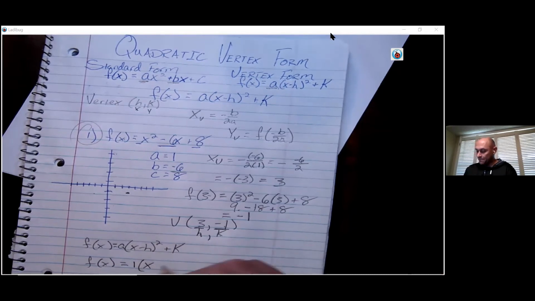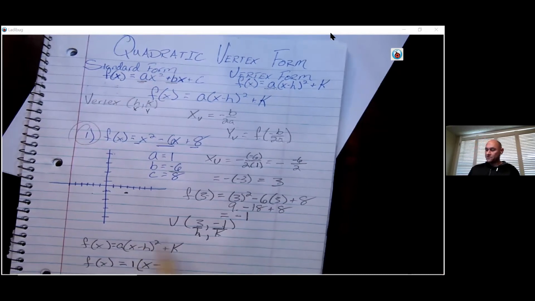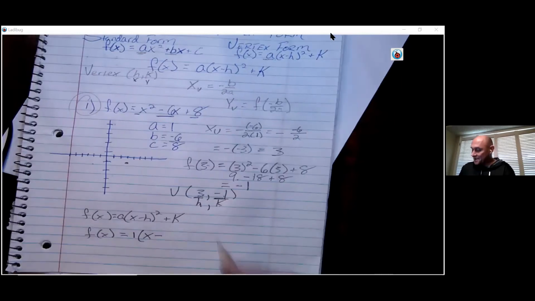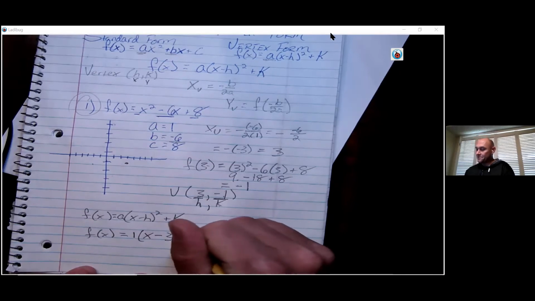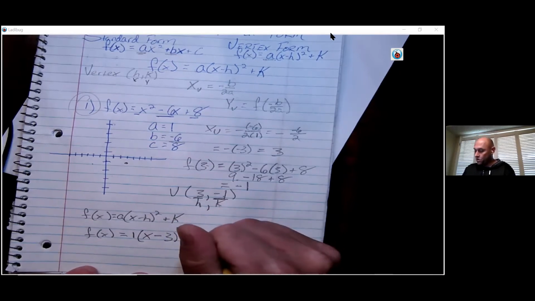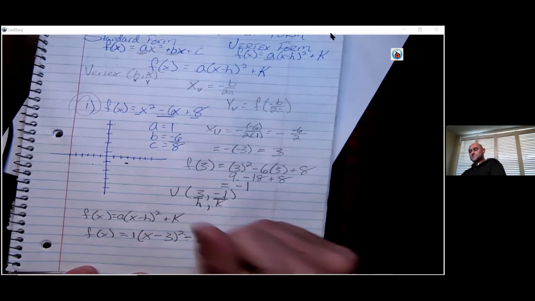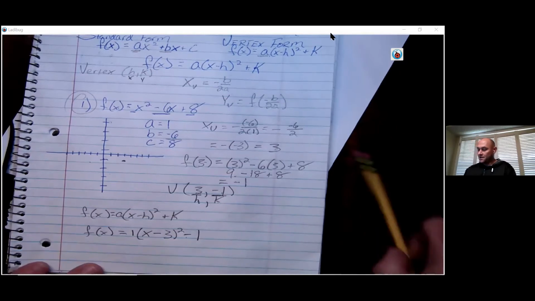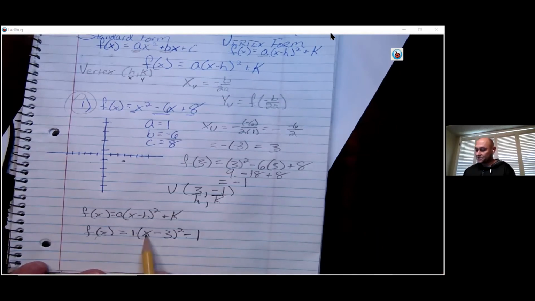I've got x minus... okay, so remember, whatever sign this is, we flip it when we put it into the equation. x minus 3 squared, and then I have plus k, so plus -1 or minus 1. All right, there's my equation. f of x equals a(x minus h) squared minus 1.